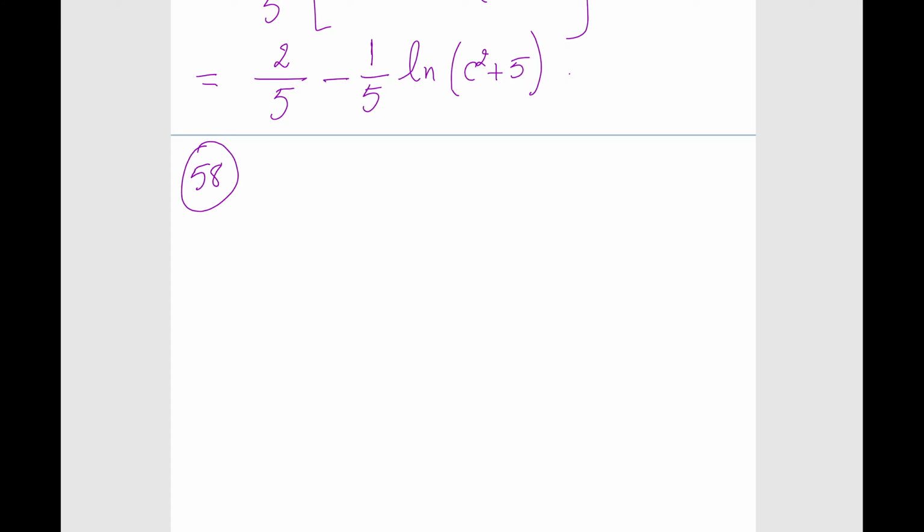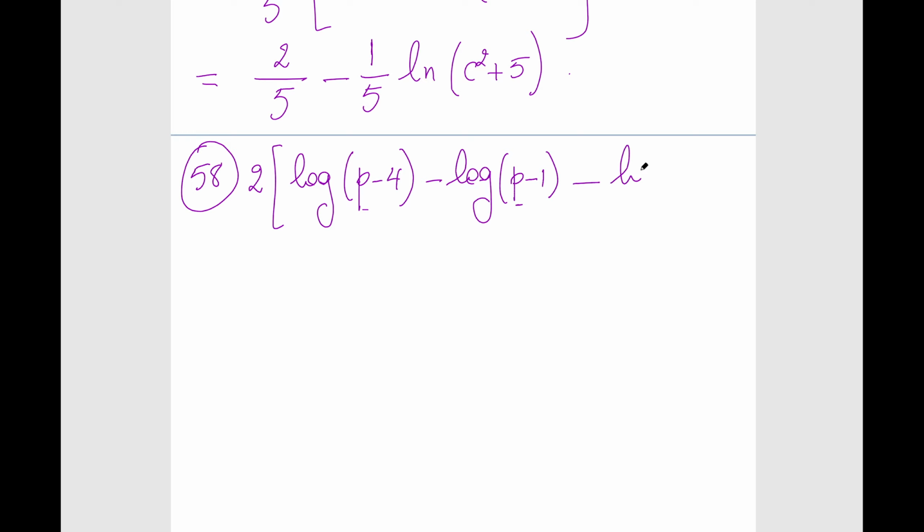So 58 is 2 times log base 10 of p minus 4 minus log base 10 of p minus 1 minus log base 10 of p plus 4. And what's the idea here? We want to condense that thing. All right. Let's keep the 2 and try to condense the guys inside first. How about we start with these two? It doesn't matter, you can start with whichever you want, but how about we start condensing these two guys?